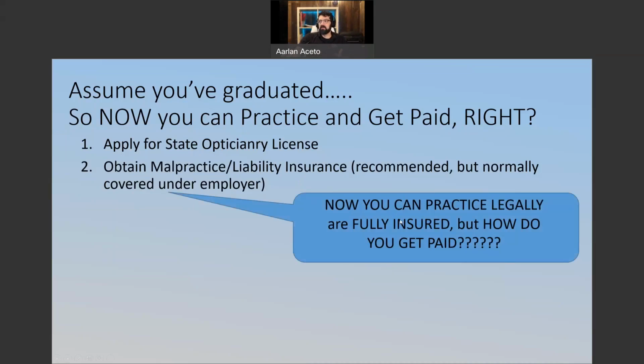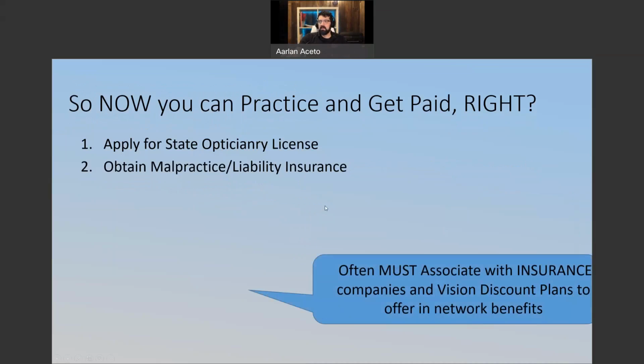So you can practice, you're insured, and now you can provide services, but the biggest question is how do you get paid? First, you need to apply for an NPI, and then you must credential with the insurances. Oftentimes, you must apply for acceptance by an insurance company before they'll allow you to see patients and pay for you to be reimbursed for the services and the products that you provide. Now, the NPI is the National Provider Identifier.